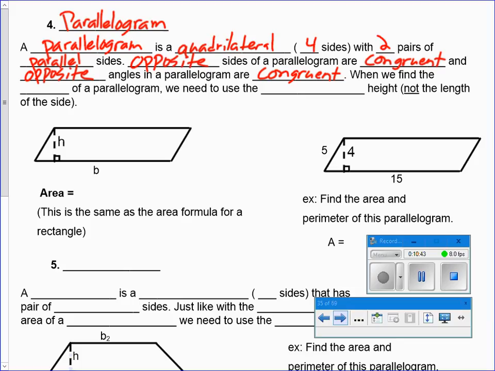And again, this is similar to what we did with the triangle. When we find the area of a parallelogram, unless it's a rectangle, we're not going to be using one of the sides as our height. We're going to have to use the perpendicular height from the top to the base. And so again, you see what this looks like over here on the example. Since it's a 90-degree angle, that's why it's perpendicular height.